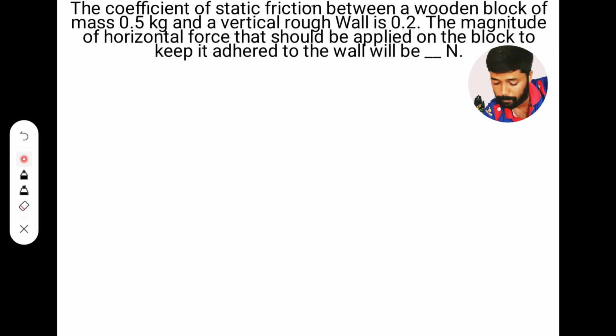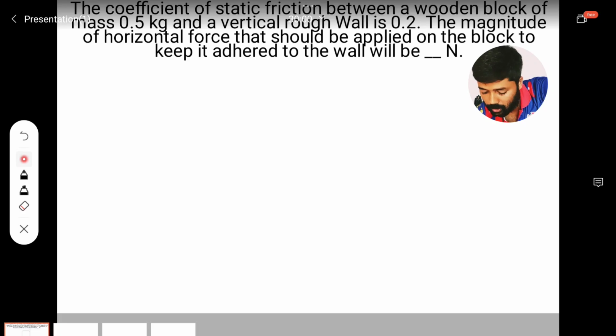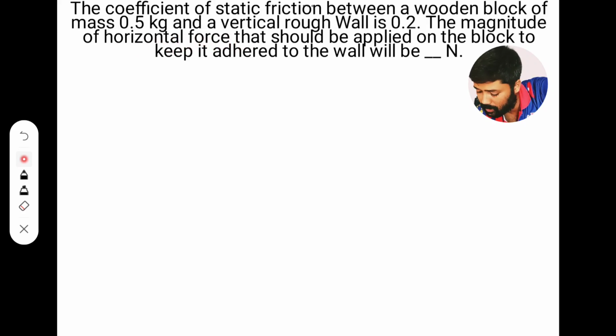If you see here, the question says the coefficient of static friction between a wooden block of mass 0.5 kg and a vertical rock wall is 0.2. So coefficient of friction is 0.2. The magnitude of horizontal force that should be applied on the block to keep it adhered, means to keep it fixed to the wall, will be dash Newton. So you need to find the applied force on the block to keep it adhered or fixed to the wall.